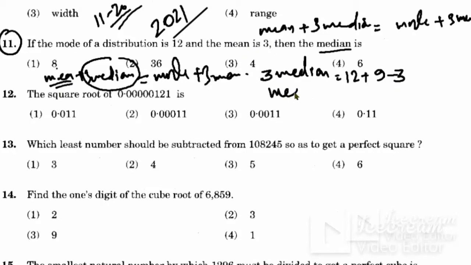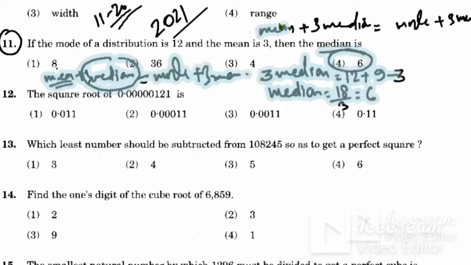Okay, so median will be equal to 12 plus 9, that is 21 minus 3. 21 minus 3, it is 18. Okay, 18 divided by 3, that means 6. Okay, so here median is 6. Answer is 4. Clear? I hope you understand this question.